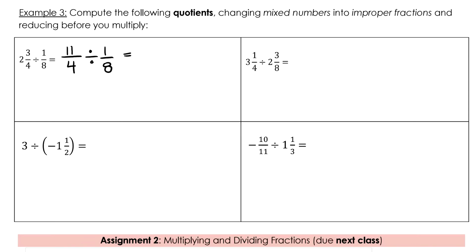Using the division trick, we can express this as 11 over 4 times 8 over 1, and then multiply our numerators and our denominators. Unless you want to be working with big numbers, this is your opportunity to reduce. 8 and 4 are each divisible by 4. Unfortunately, we can't reduce the 11. So we end up with 11 times 2 in the numerator over 1 times 1 in the denominator, which is simply 22.